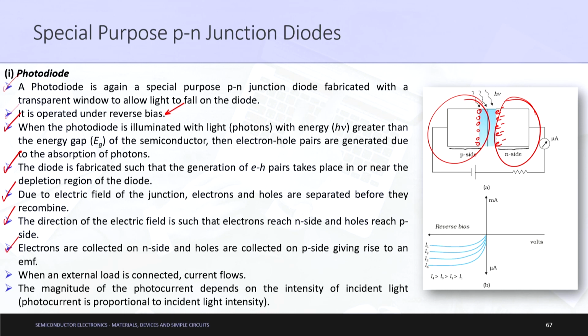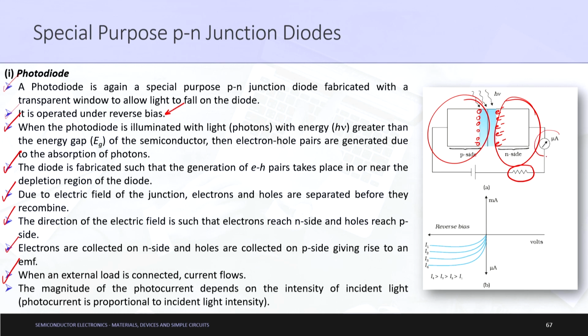This EMF is nothing but an electromotive force, which you may have studied in the chapter of electromagnetic induction. EMF can be understood as nothing but a voltage. So, electrons are collected on the N side and the holes are collected on the P side, giving rise to an EMF. When an external load is connected, then the current flows.